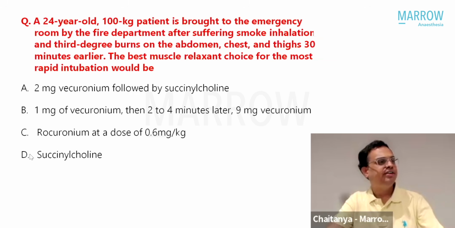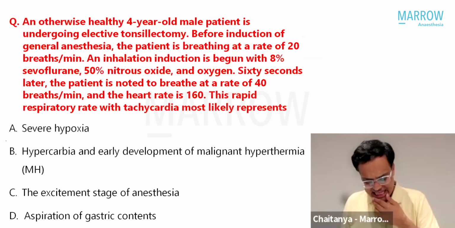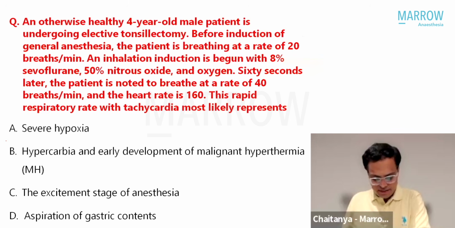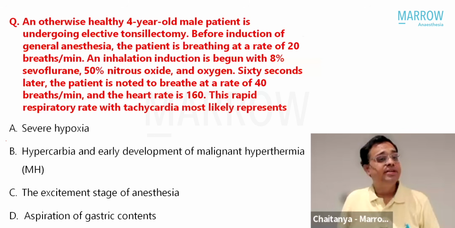Yes, the next question is: an otherwise healthy 4-year-old male patient is undergoing an elective tonsillectomy. Before induction of general anesthesia, the patient is breathing at a rate of 20 breaths per minute, and inhalational induction is begun with 8% sevoflurane, 50% nitrous oxide and oxygen. 60 seconds later, the patient is noted to breathe at a rate of 40 breaths per minute and a heart rate of 160. This rapid respiratory rate with tachycardia most likely represents the excitement stage of anesthesia.